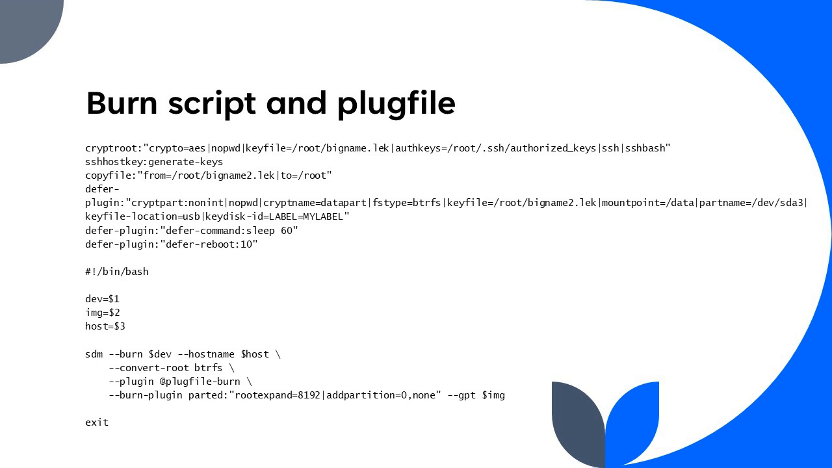I also want to highlight the parted plugin, which is a special purpose plugin known as a burn plugin. Burn plugins are run during the burn process after regular plugins and have access to the burn disk as a device. The parted plugin here will extend the rootfs by 8 GB. It will also create a third partition that consumes the remainder of the disk, but does not put a file system on it. The cryptpart plugin takes care of the file system later.